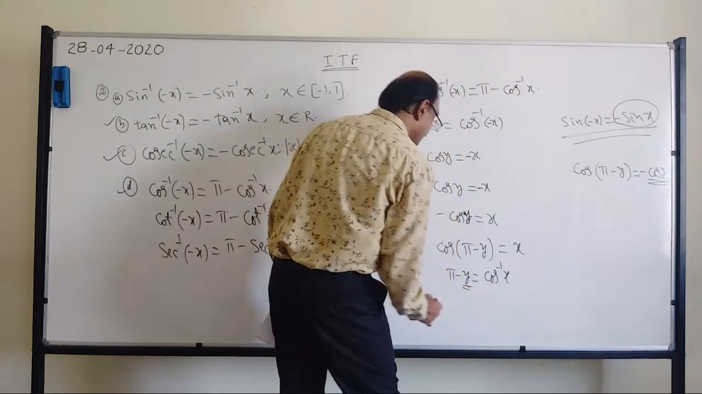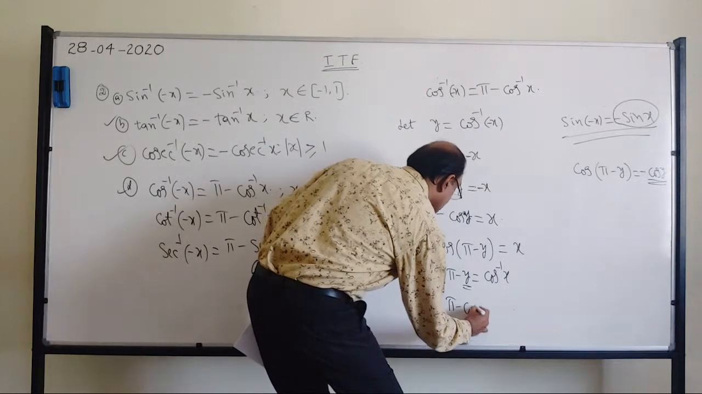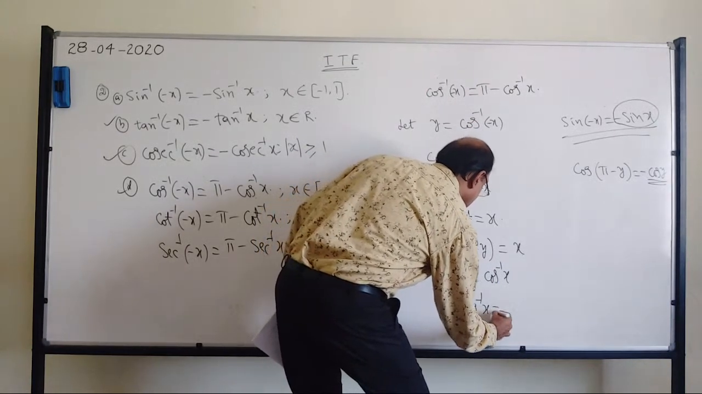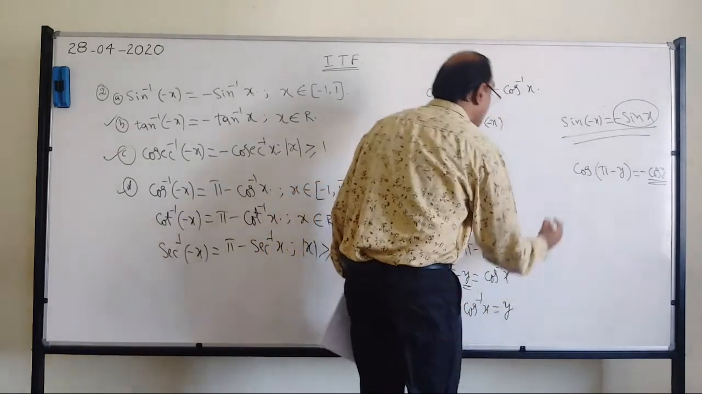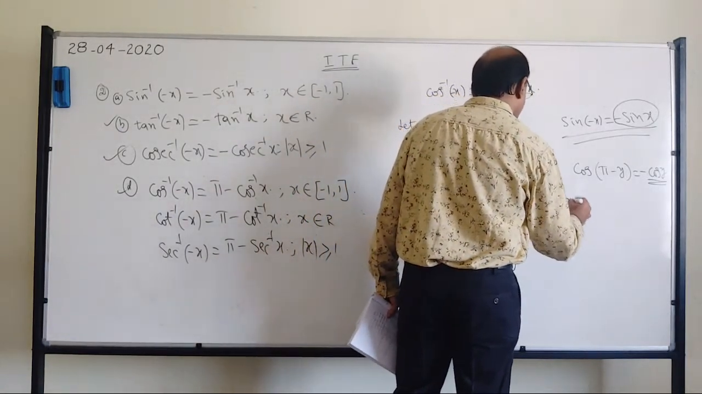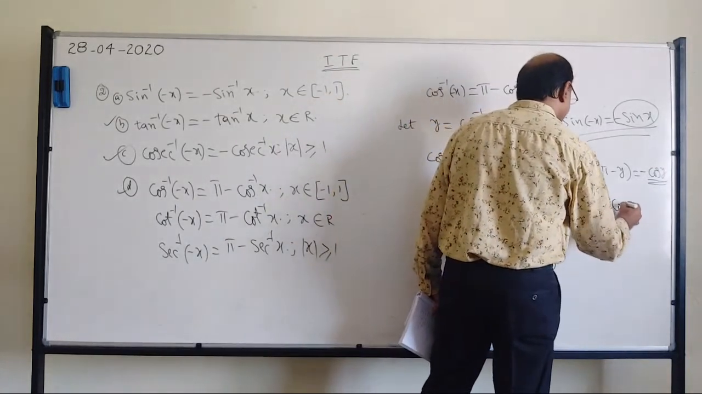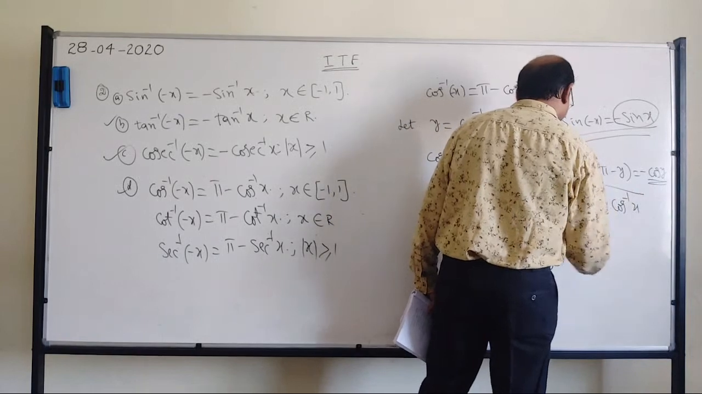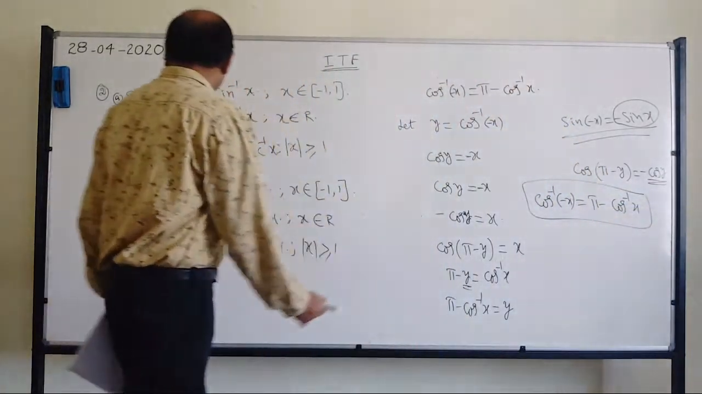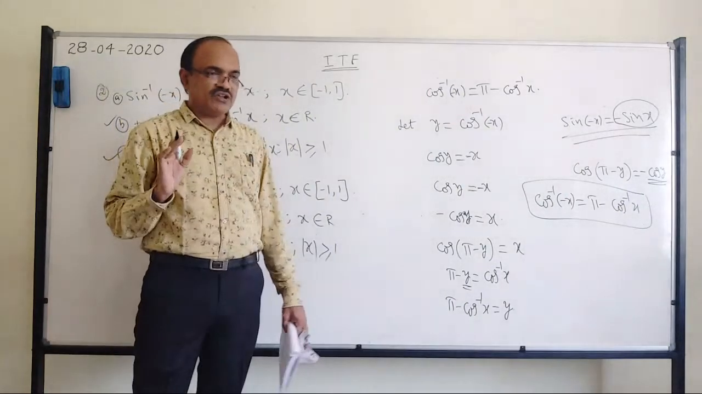That is pi minus y equals cos inverse of x. What I wanted is y. So I will send y that side. That is pi minus cos inverse of x equals y. So what is y? Y started with cos inverse of minus x. That is pi minus cos inverse x. Okay. So like that you can derive for cot and secant. Same process.